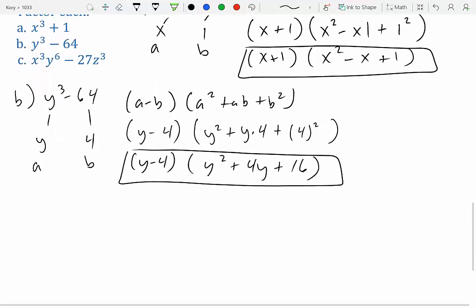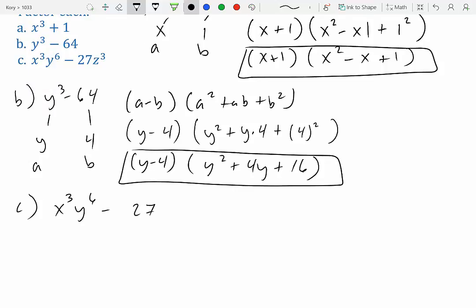Alright, part C. We have x cubed times y to the 6 minus 27 z cubed. Now, as long as we have perfect cubes for each term, we are good to go. So the perfect cube of x cubed is x. The perfect cube of y to the 6 is y squared, because y squared times y squared times y squared is y to the 6. Remember, we add our exponents if we're multiplying. And then the perfect cube of 27 is 3, and the perfect cube of z cubed is z.